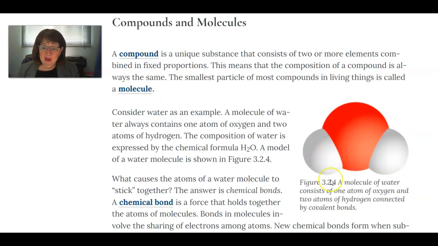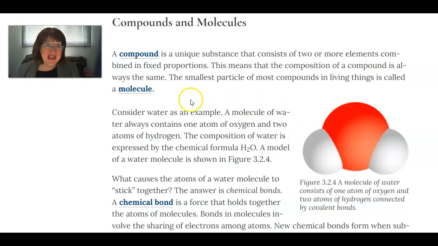So let's look at one of the most common molecules in our body and in the world, water. Water has one oxygen and two hydrogen, or H2O. Okay? It is a compound because it is two or more elements interacting with each other in a fixed proportion. And it is a molecule because it is a small group of atoms together.